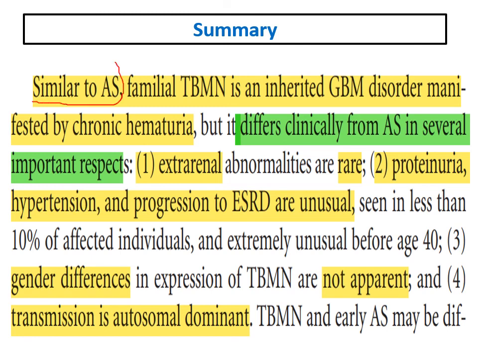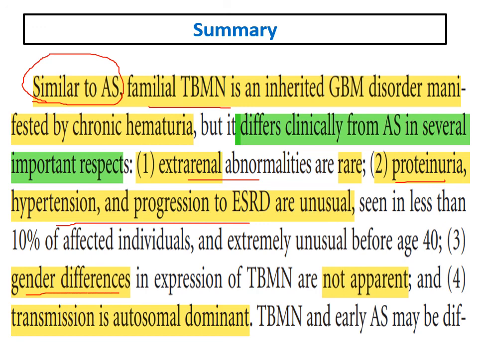To summarize, the differentiation between thin basement membrane and Alport syndrome is the extrarenal abnormalities. They are present in Alport, in the ear in the form of deafness and in the eye, anterior lenticonus and maculopathy. Proteinuria, hypertension, CKD and end-stage disease are present with Alport but not with thin basement membrane disease. The gender difference is present in Alport syndrome.